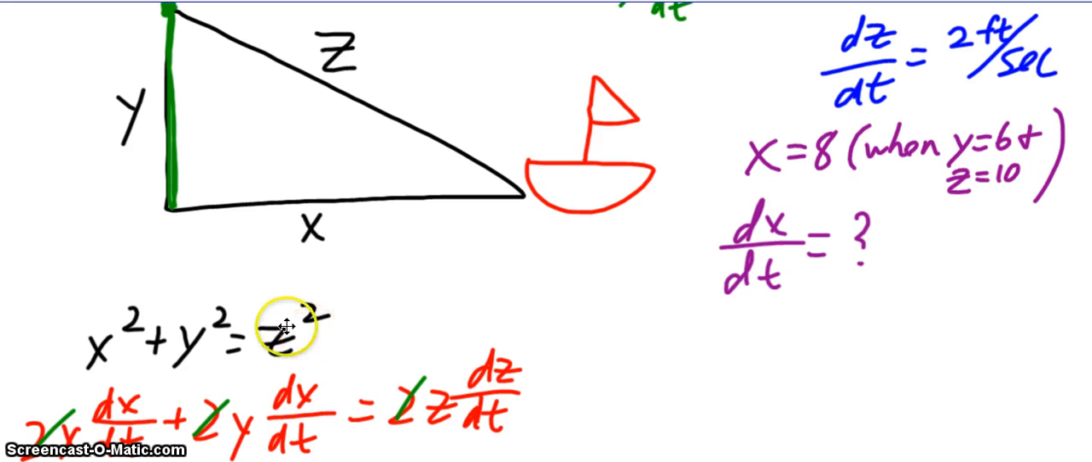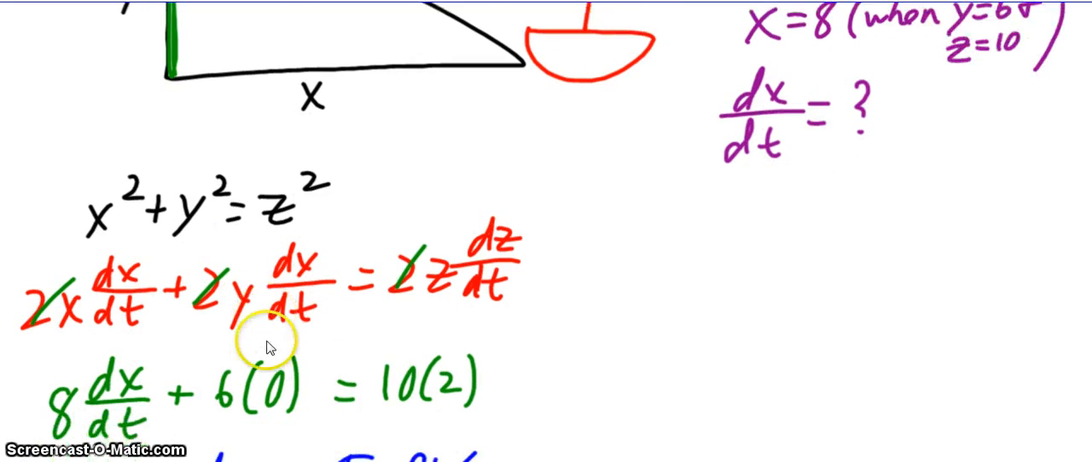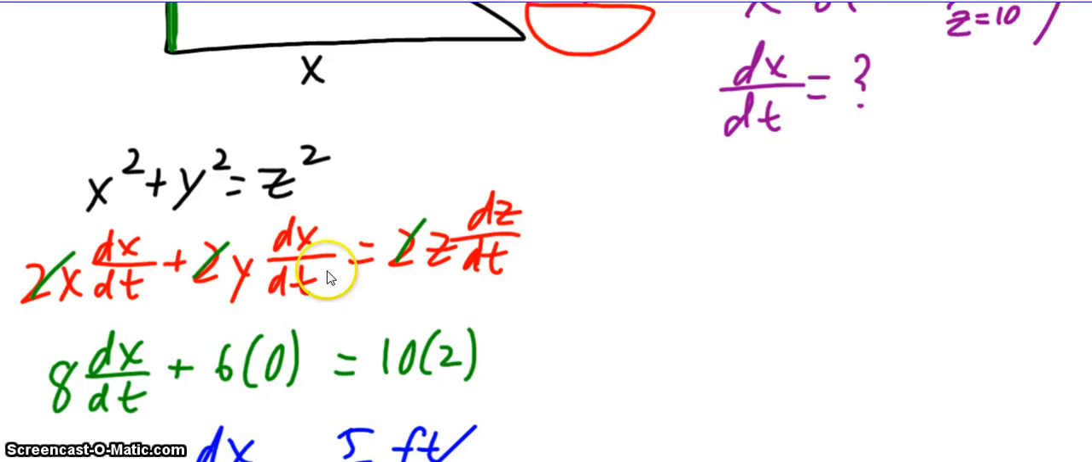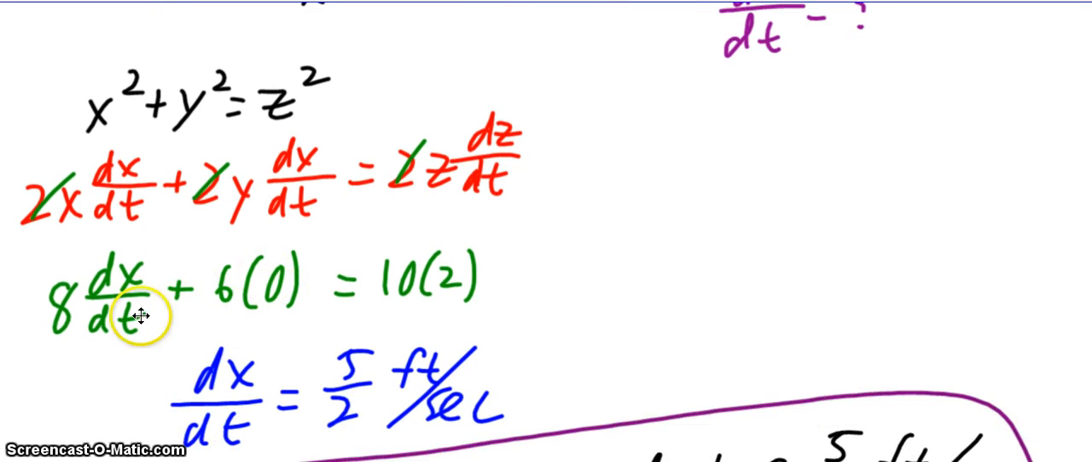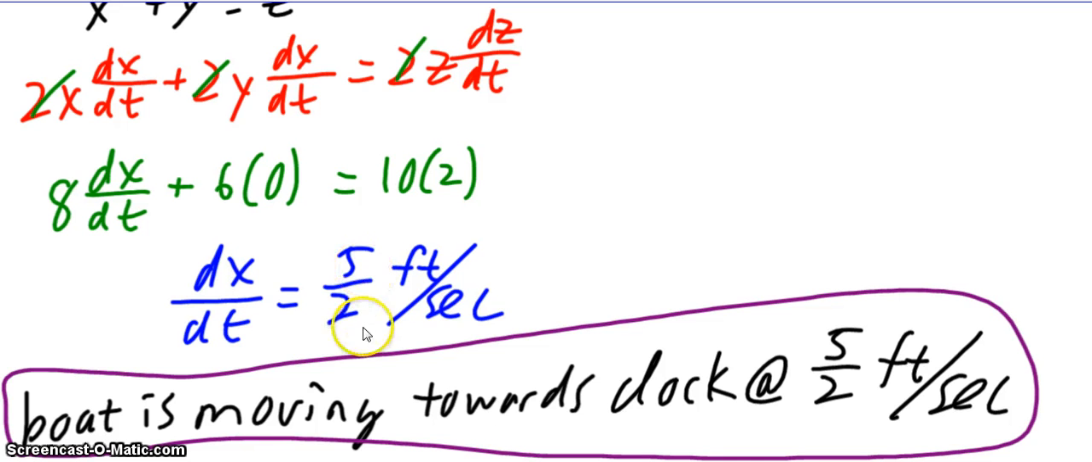So x squared plus y squared is z squared. Again, y is a constant, so I could have plugged that in before I do the derivative. It's up to you. The other two I cannot. So I do the derivative. Now I plug in x, I plug in z, I plug in dz/dt, solve for dx/dt, get my 5/2 feet per second, and I answer the problem in the context of the problem.